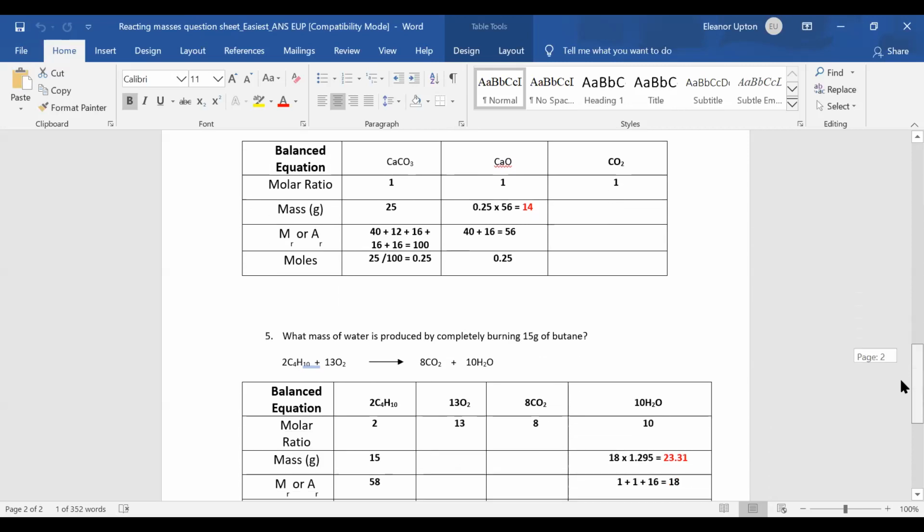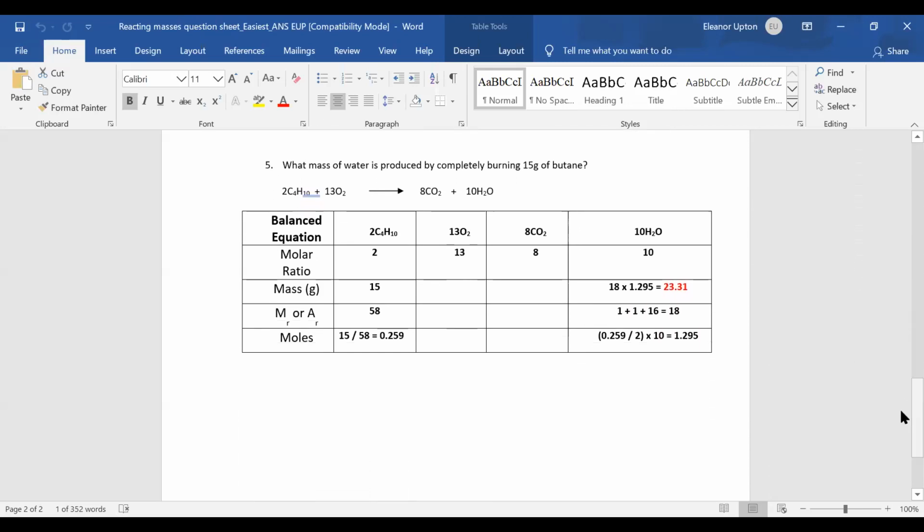And then the final question: what mass of water is produced by completely burning 15 grams of butane? So you can see that you have 15 grams of butane, you're trying to work out what mass of water is produced, and if you complete the table, you can see that 23.31 grams of water are produced. So this is an example of a combustion, okay, because you can see the fuel is burning in oxygen to produce carbon dioxide and water.